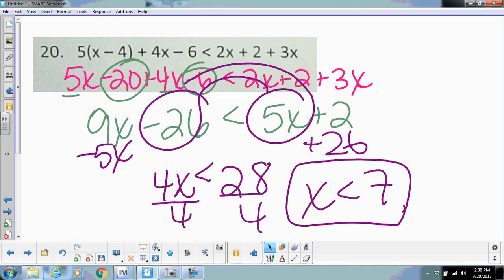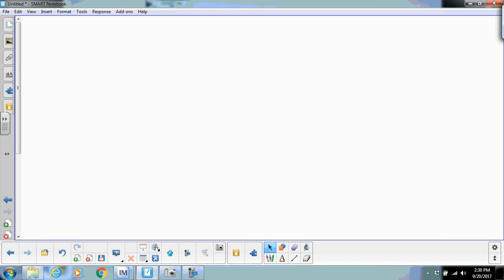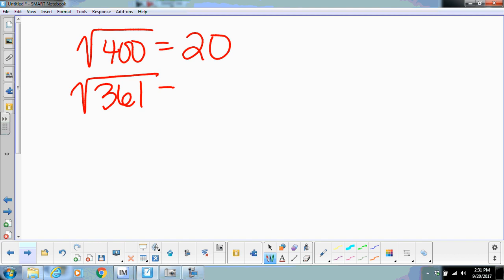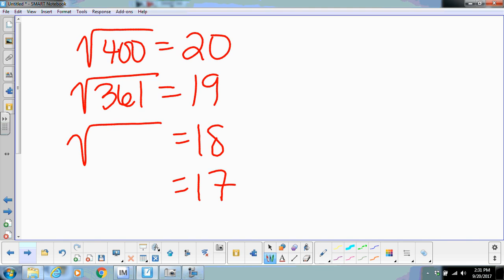Perfect Squares quiz number 2 tomorrow. Okay, so what I'm going to want you to do tonight for some extra credit is I actually want you to work backwards, meaning I want you to start with the square root of 400, and that is 20. Go down 361, that is 19. Okay, 324, and so forth, all the way until 1.